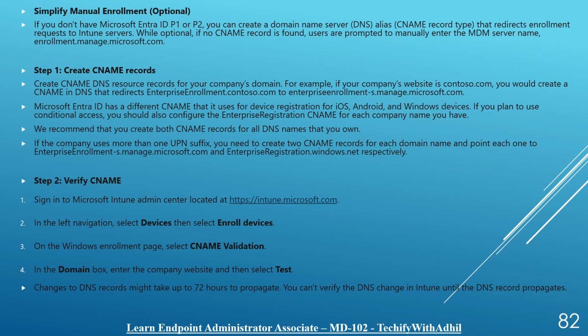The next is verifying the CNAME. The first step, we create the CNAME records. The next is verifying the CNAME. We have to sign in to the Microsoft Intune admin center, then go to the Devices tab, then under Enroll devices, on the Windows enrollment page, select CNAME validation. In the domain box, enter the company website and then test. Changes to DNS records might take up to 72 hours to propagate. You can't verify the DNS change in Intune until the DNS record propagates.